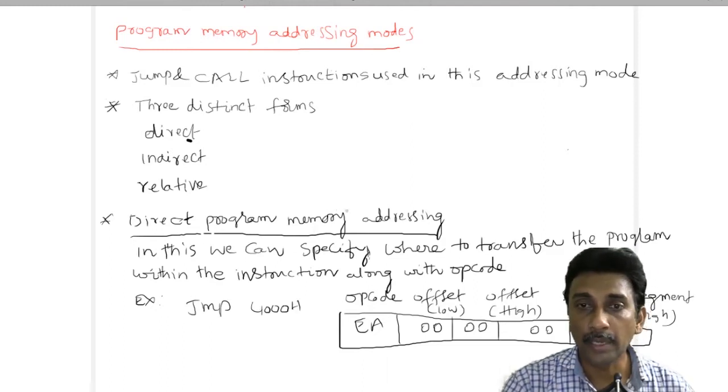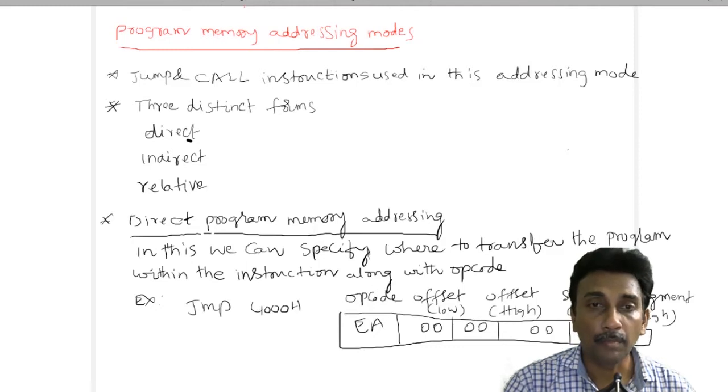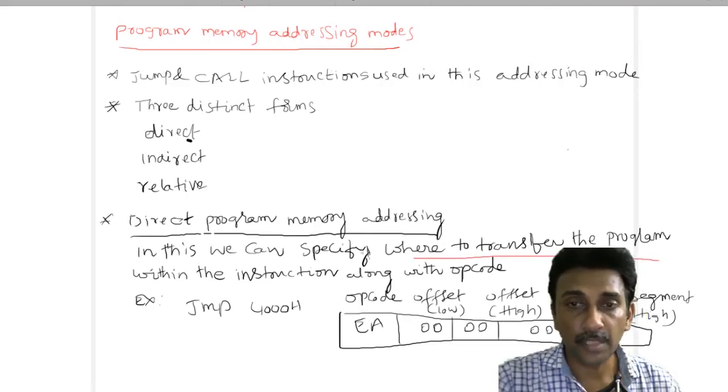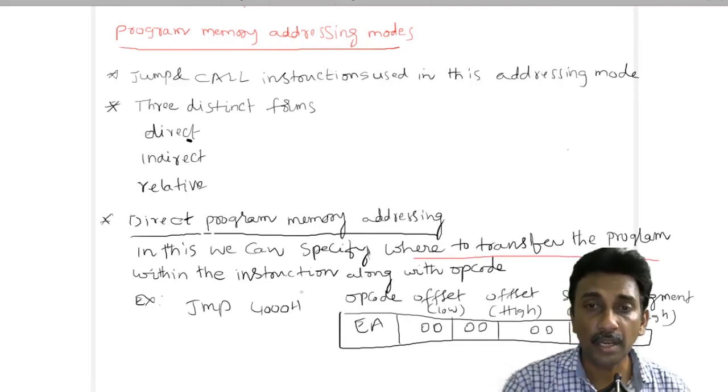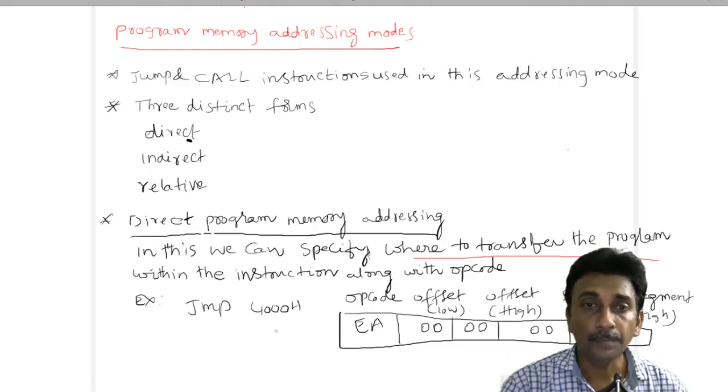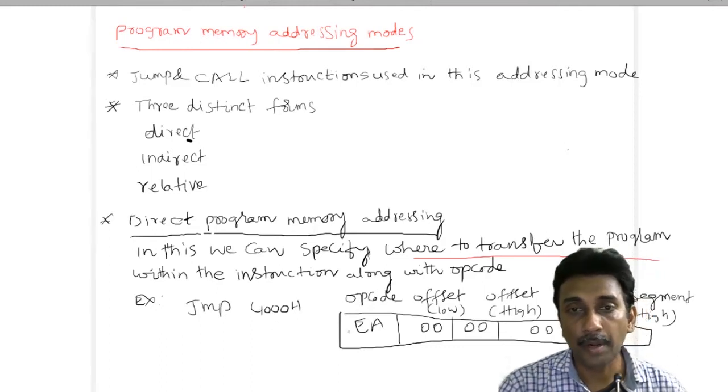In this addressing mode, we can specify the transfer of the program within the instruction along with the opcode. The direct program memory addressing mode specifies where to transfer the program within the instruction along with the opcode. Let us take JMP 4000H as the instruction. So we can use this address or a label in direct program memory addressing mode.